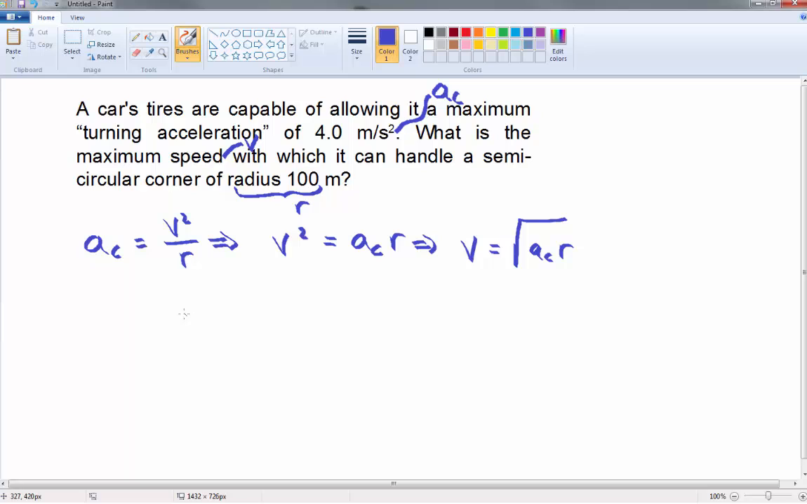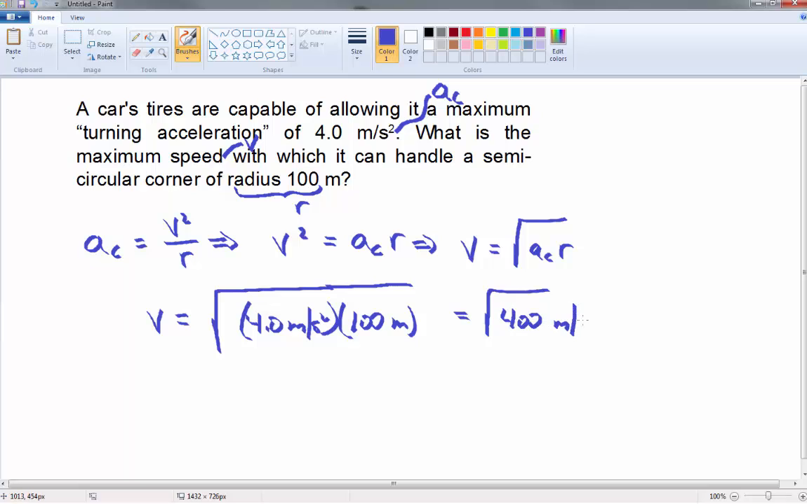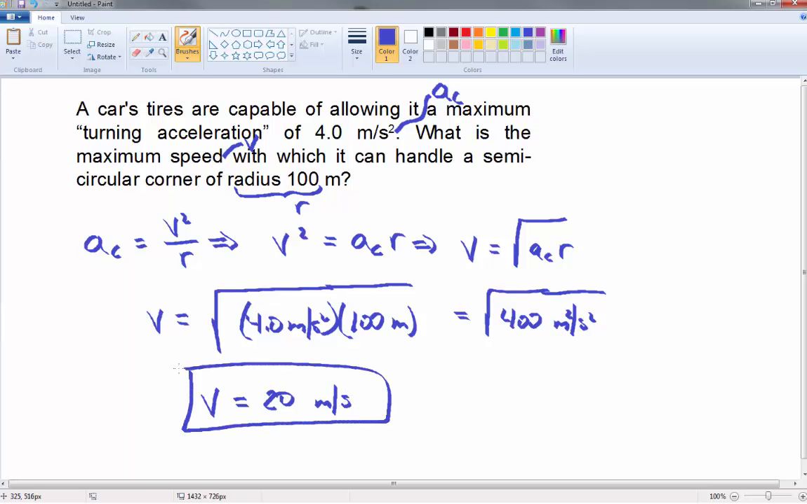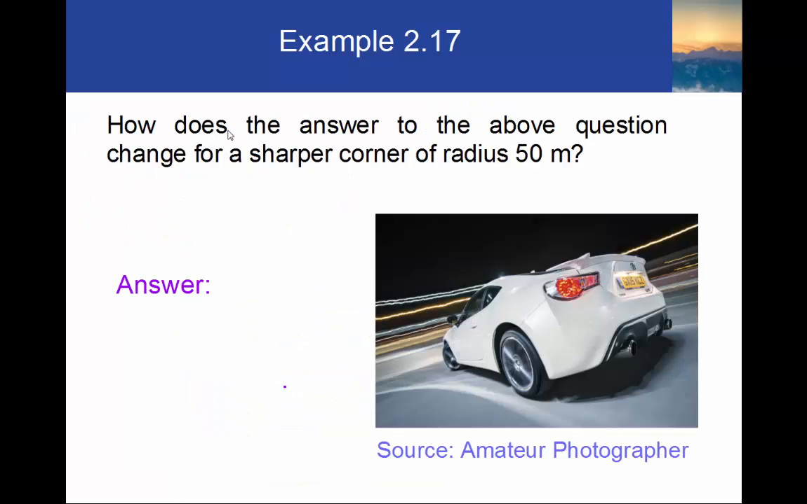So we have that the speed is the square root of 4.0 meters per second squared times 100 meters. And so this is the square root of 400 meters squared per second squared. And if you take the square root of 400, well, 20 times 20 is 400, because that's the same thing as having 2 times 2, which the square root of that is 2, times 10 times 10, and the square root of that is 10. So 2 times 10 is 20. So we get a speed of 20 meters per second. That's the maximum speed that this car can handle this turn. The immediate follow-up question is, how does the answer to the above question change if the corner is made sharper? In other words, if it's a 50-meter circle that this car is on rather than a 100-meter circle.